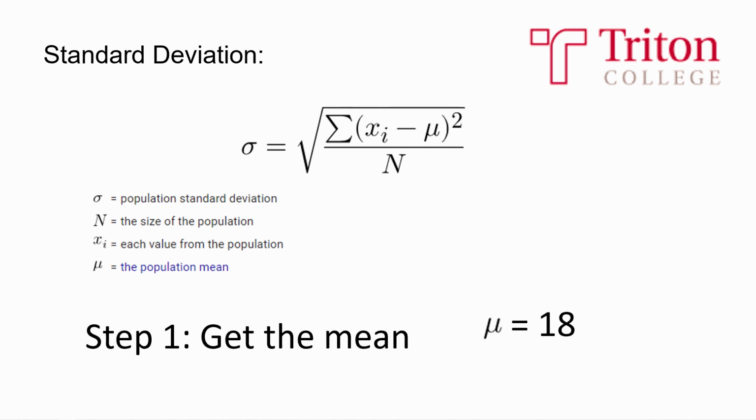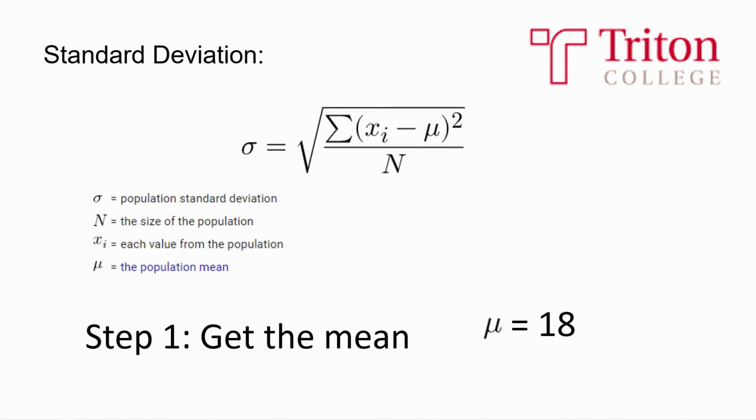What we do is, the first thing we do is we get the mean. Now the mean, I'm assuming you know how to do, so I'm not going to cover that here. So the mean is 18. Now remember, the mean is mu, or "me", depending on the accent.